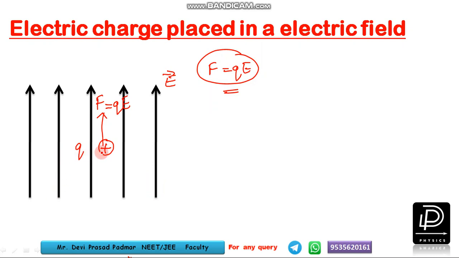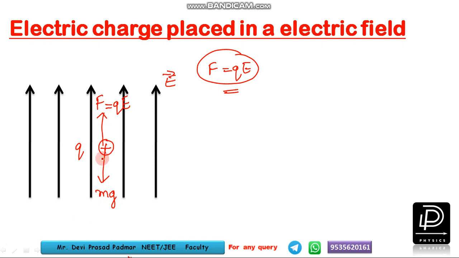Now, are there any other forces acting on this? Yes, one more force is acting. As I said, this charge is at rest, and that charge has some mass. So due to that mass, there will be some weight, or some gravitational force, acting on that charge. That means the weight of this charge will act in the downward direction. So these are the two forces acting on that particular charge.